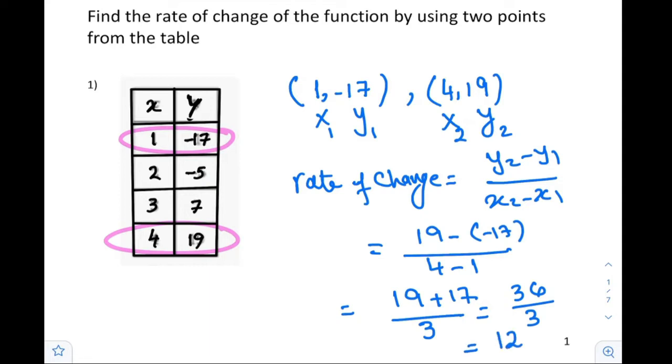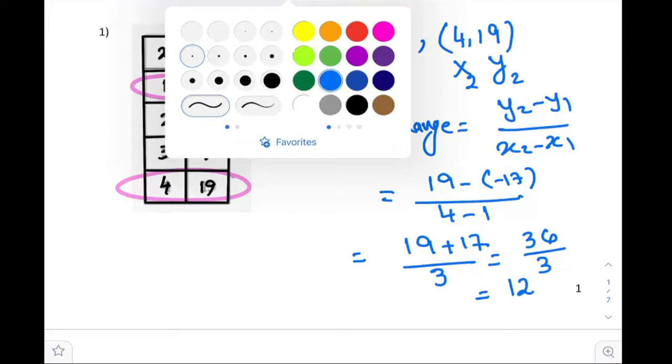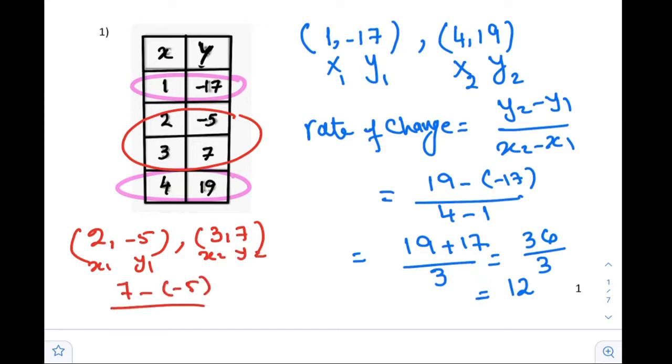If you choose other points, will you get the same result? Let's choose other points. We can take another point and try. x1, y1, x2, y2. 7 minus 5 over 3 minus 2, 12 over 1, which is 12 as well. They are the same. Since it's a line, it should have the same rate of change.